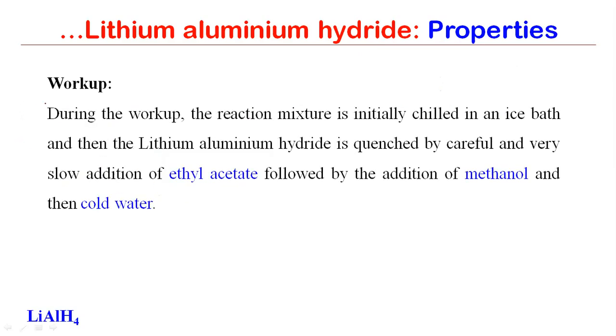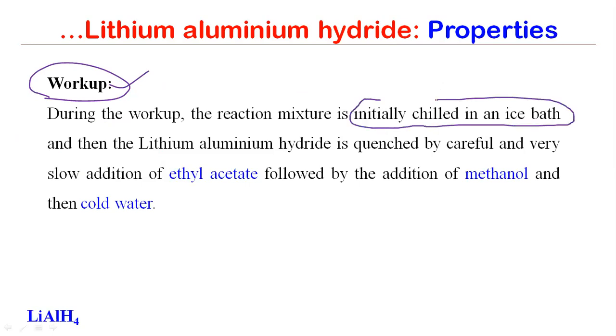Now this is for the experimental purpose. If someone is dealing with the workup, the reaction is complete, and now he or she wants to quench the reaction, then first they have to keep the reaction in an ice bath so that the temperature of the system is lowered. Once the temperature is reduced, we should first add ethyl acetate slowly, then we add methanol, and at last we should add water.